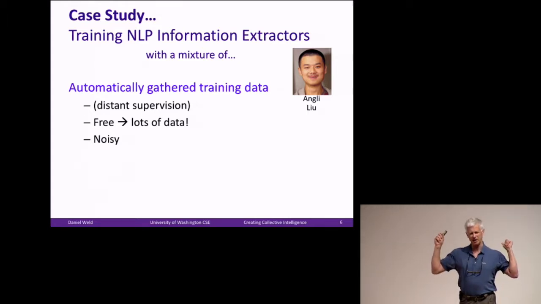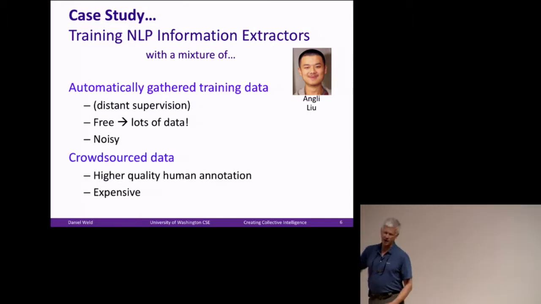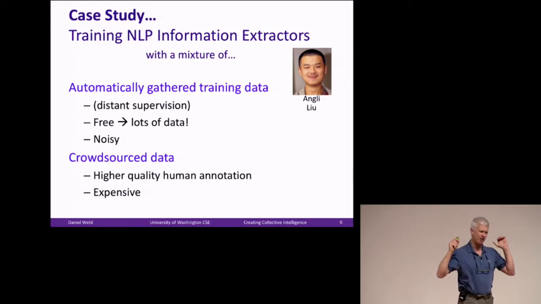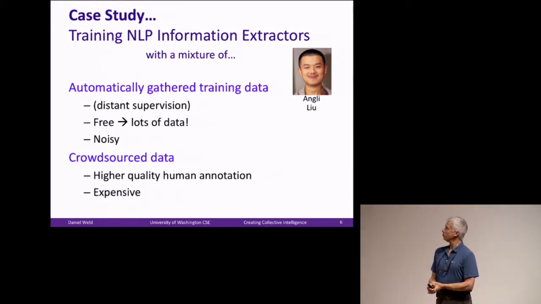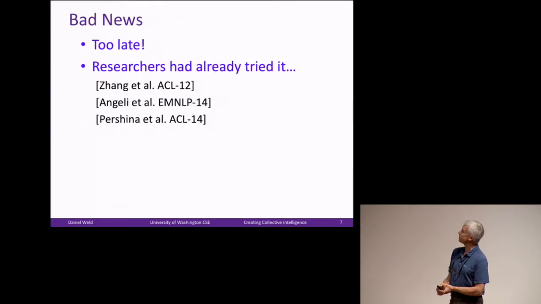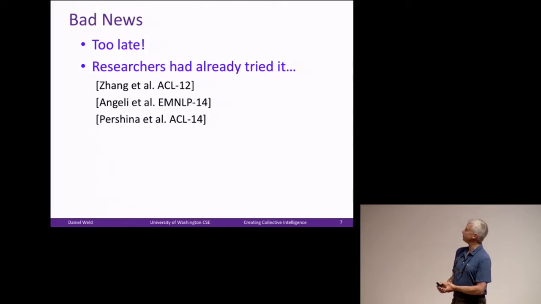And this is great because we get lots of data, but it's noisy. And then we would also use crowdsourced data, which would be very high quality, but we wouldn't have as much of it. But we combine these two things together, and we should come up with a much better information extraction system. So we were really excited about this. And then, unfortunately, we looked and other people had already had this idea. And so there had already been 3 publications talking about it. So that was really a bummer for us.